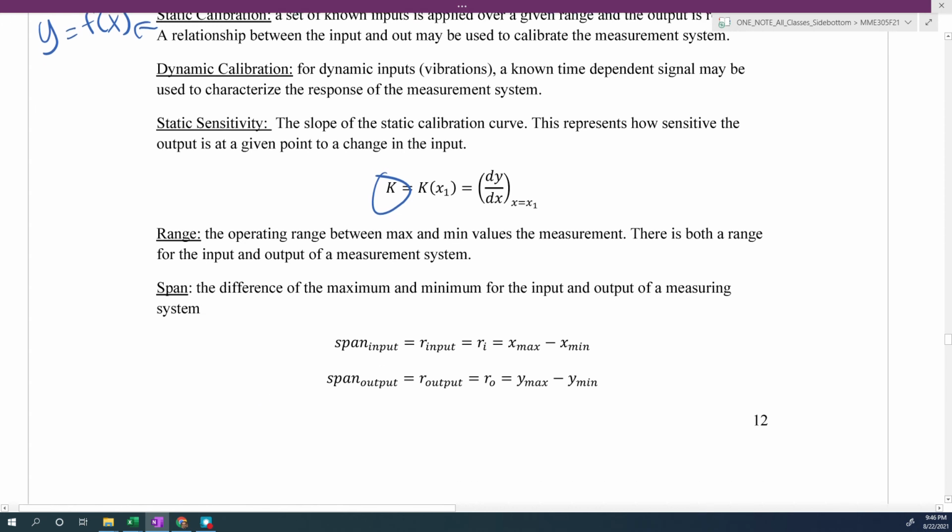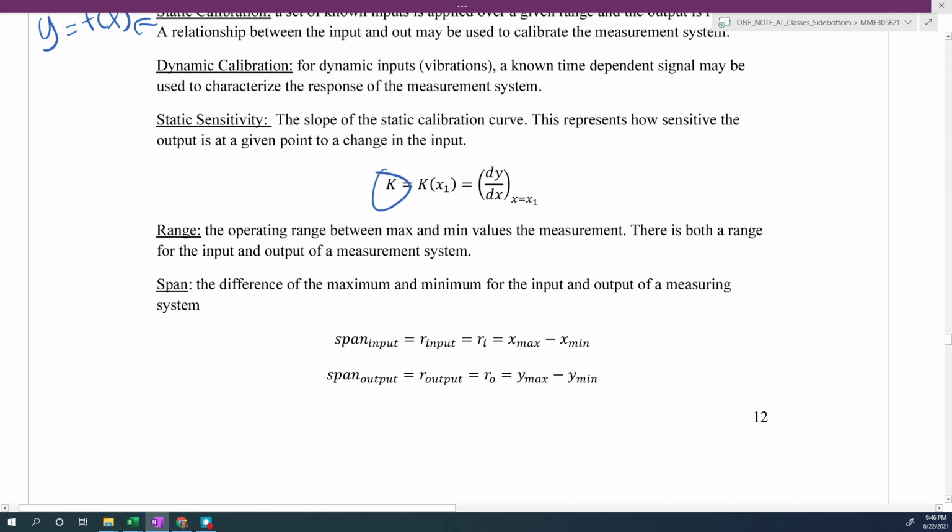Now the span is the difference between the maximum and minimum of the input range. So you have a span for your input and a span for your output, which you can calculate using the minimum and the maximum for the output y variable and the input x variable.